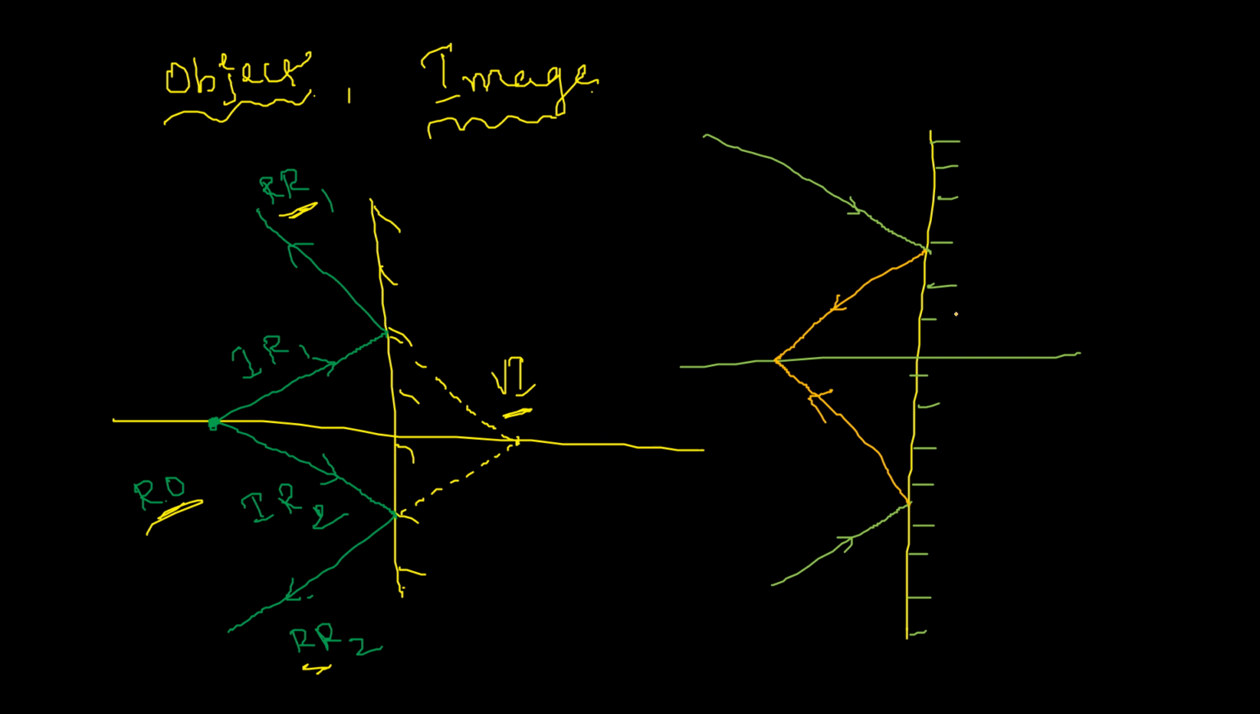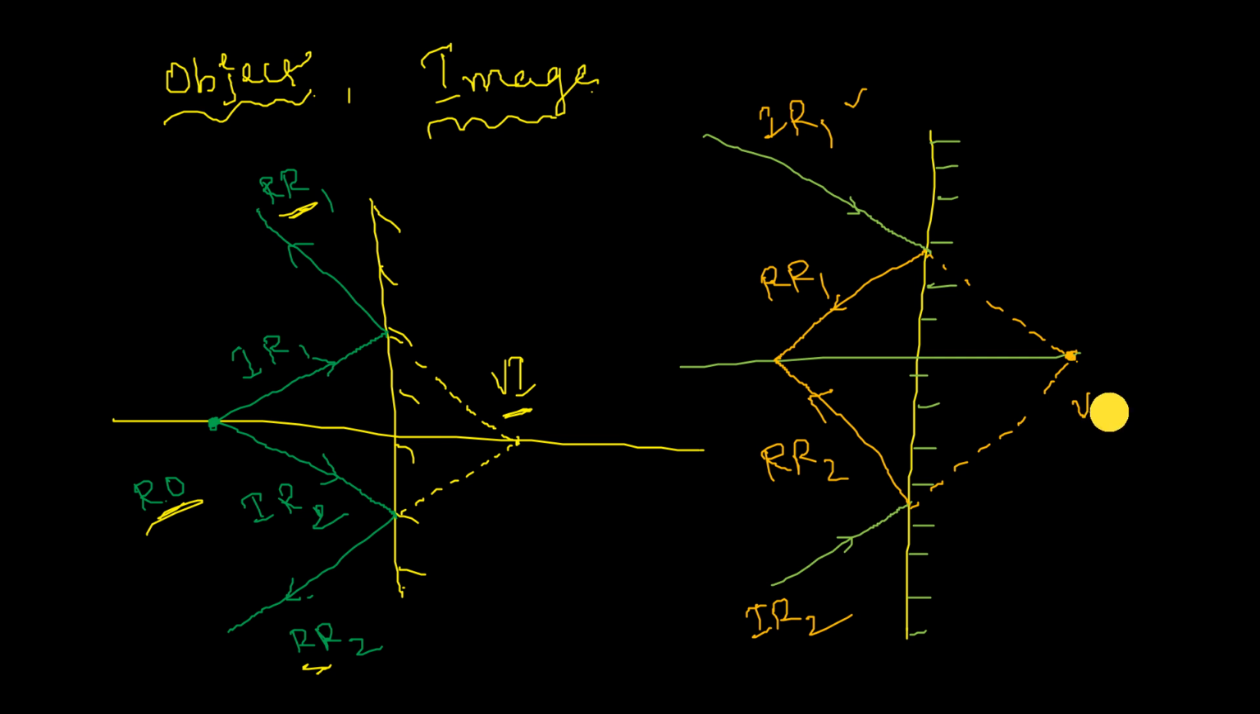If you extend the incident rays, they meet at one point. This is incident ray 1, and here also incident ray 2. This is reflected ray 1 and reflected ray 2. Here, extending the incident rays, this is a virtual object. Here is a real image. So here you can observe, the object is real and the image is virtual. Here the image is real and the object is virtual.